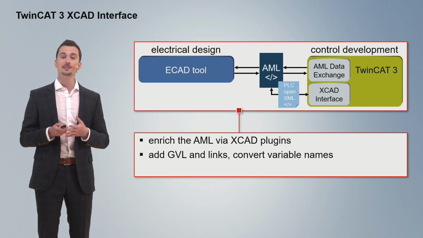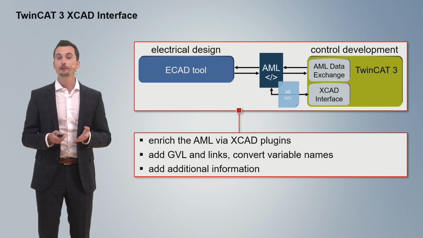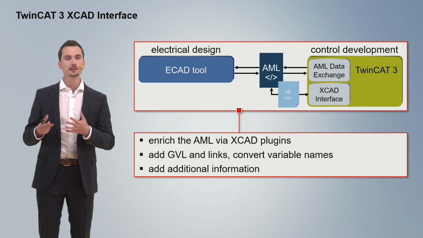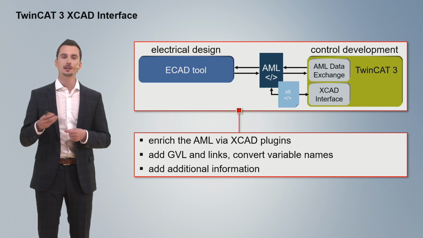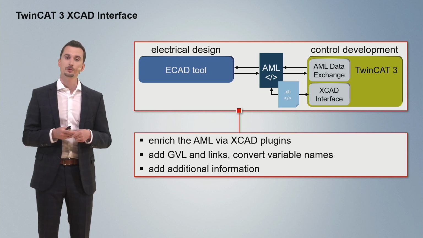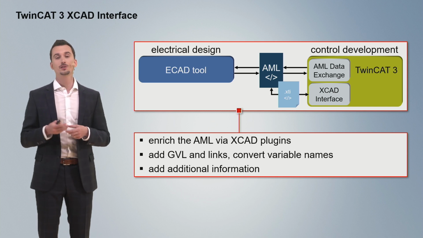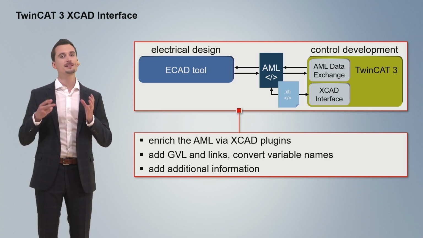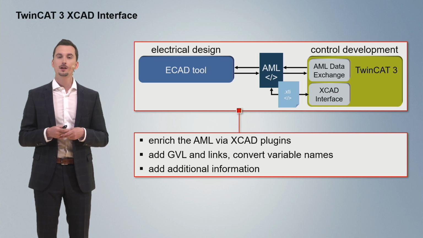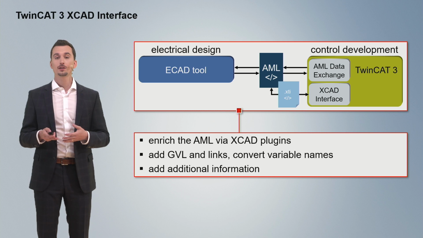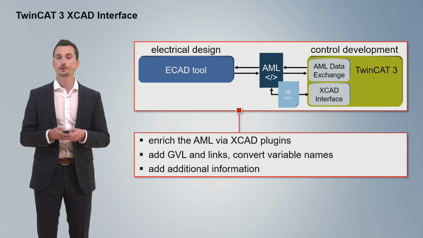But we can also use the XCAD interface to add further information, like for example, a comment which is already added on the XCAD tool side. Just import it and add it in TwinCAT 3 in the I/O topology, or for example, on the variable declaration. And in addition, it is also possible to define I/O templates. So if you have specific terminals, for example, which are always configured the same way, you can save a template and use it during other imports into your TwinCAT project.